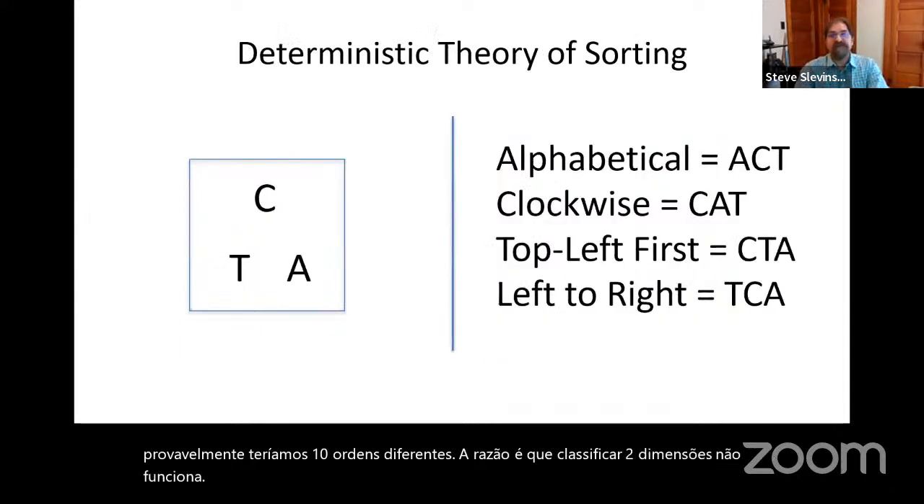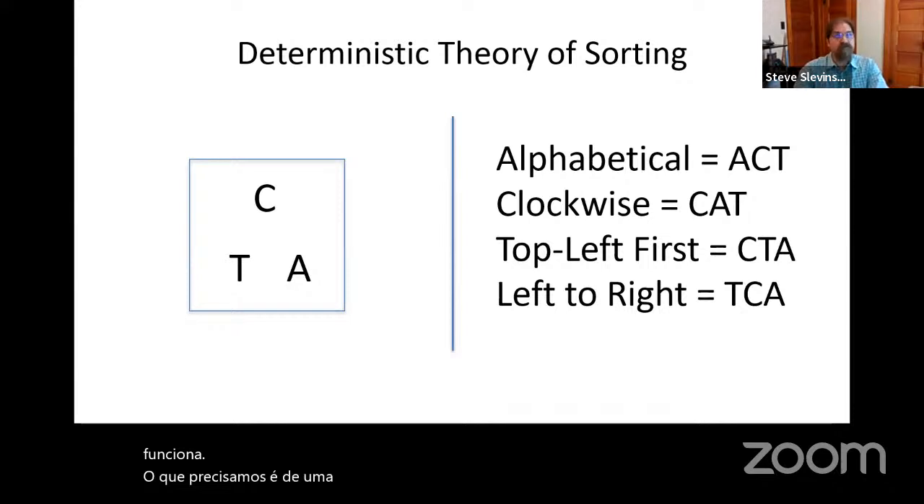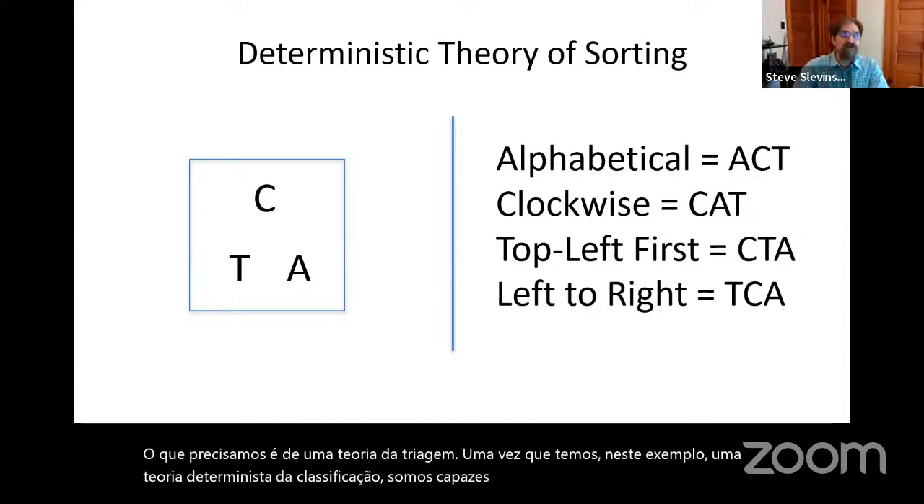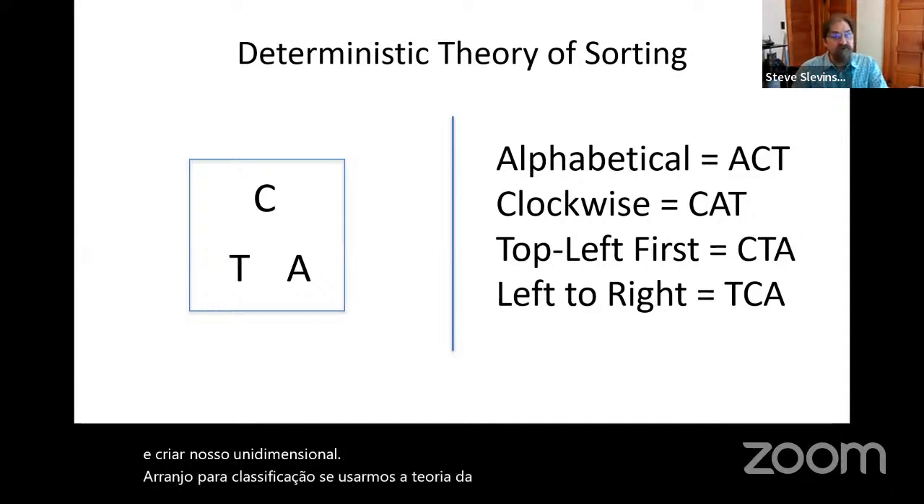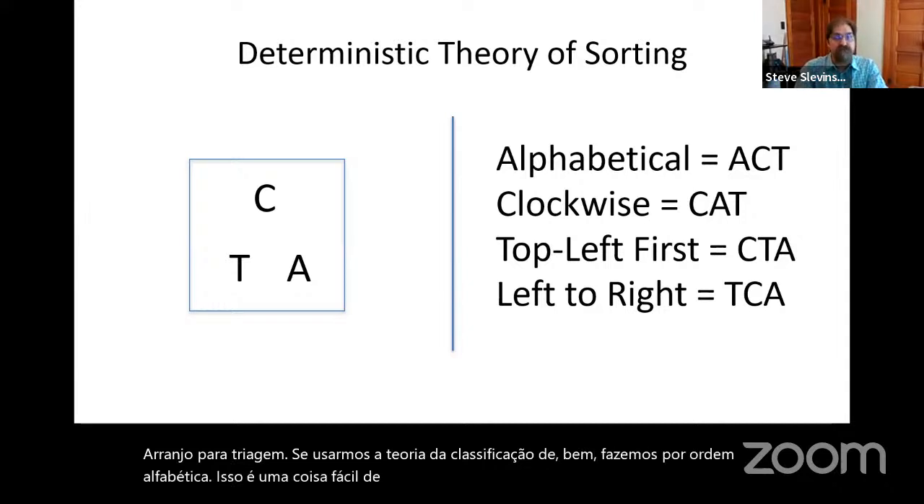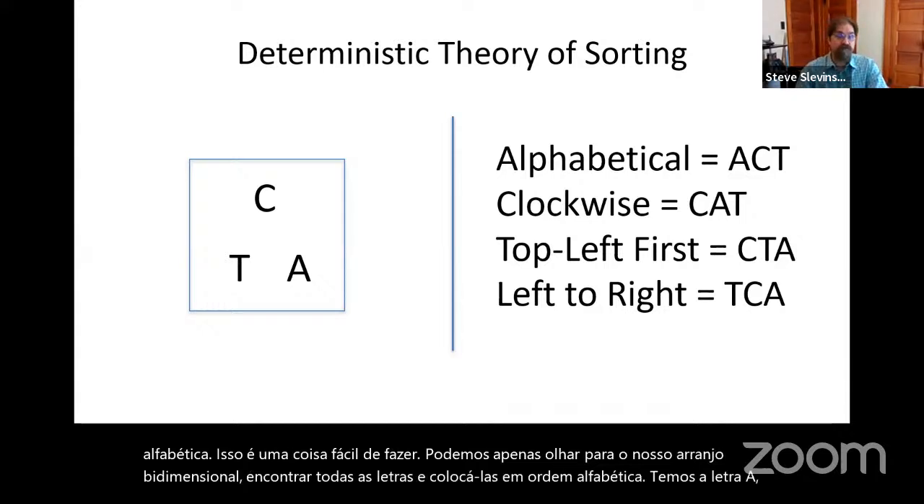What we need is a theory of sorting. Once we have, in this example, a deterministic theory of sorting, we're able to take any two-dimensional arrangement and create our one-dimensional arrangement for sorting. If we use the theory of sorting we do alphabetical. That's an easy thing to do. We can just look at our two-dimensional arrangement, find all the letters, and put them in alphabetical order. We have the letter A, the letter C, the letter T.